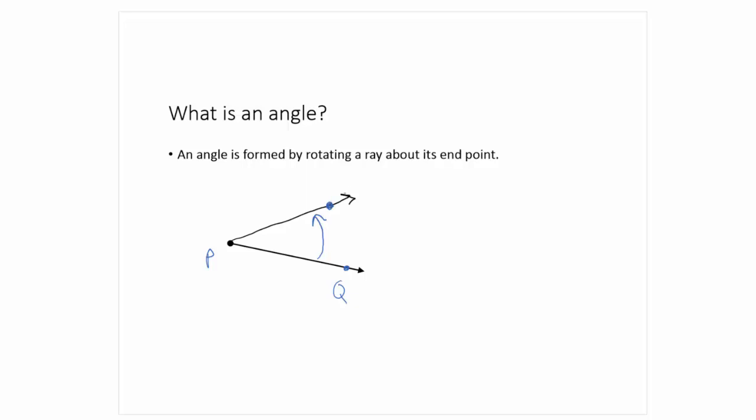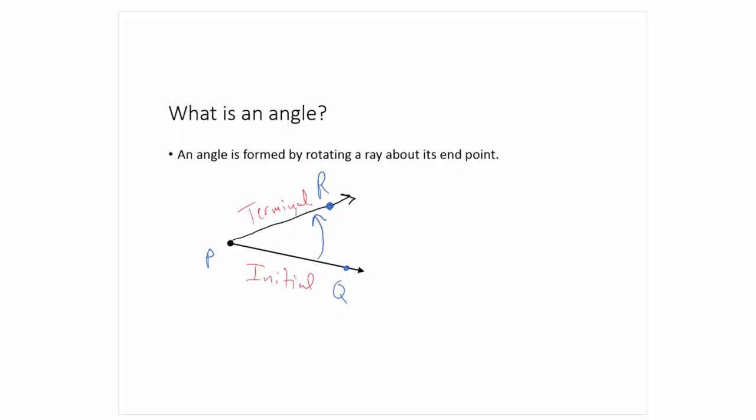And so let's put another point here on the ending side, the terminal side. We'll call it R. And let's talk about some terminology here. I would say that this side is the initial side of the angle. PQ is the initial side of the angle, and PR is the terminal side of the angle. And we have this angle.